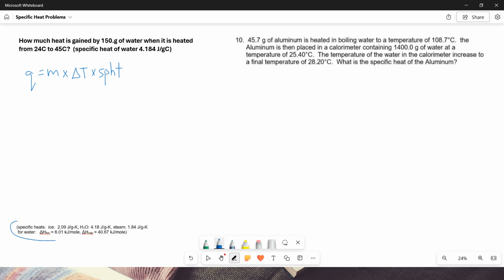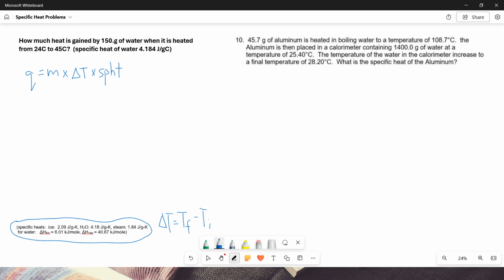So down here at the bottom, I have the specific heats for different phases of water. And real quick, I'm going to put down here the change in temperature. For those of you that don't know, it is always going to be the final temperature of the substance minus the initial temperature of the substance.